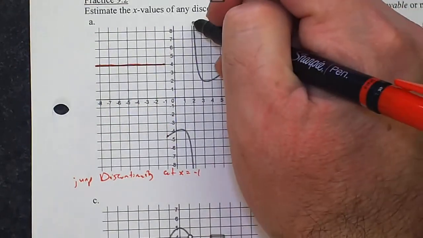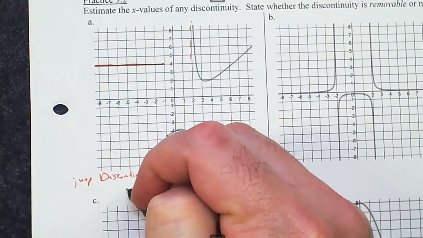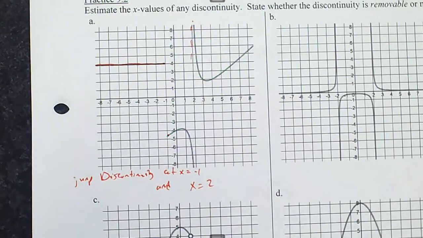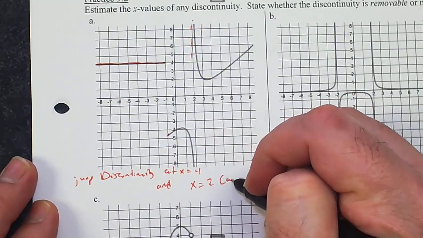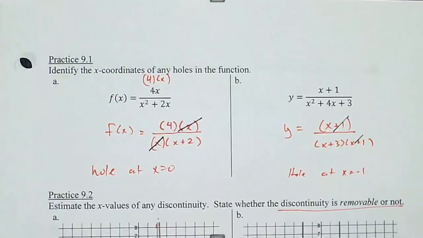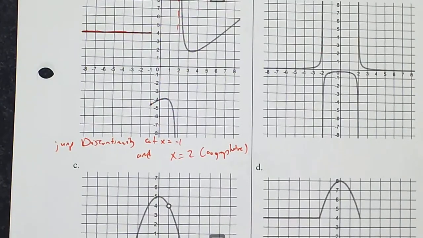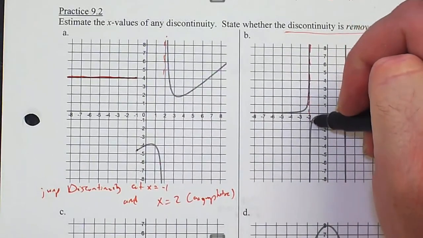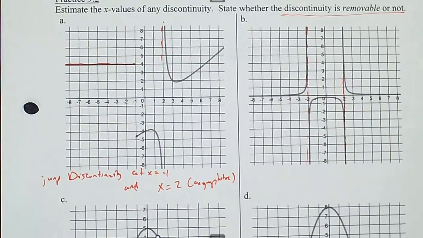The next one we have, though, is an asymptotic discontinuity at x equals 2. And if you just want to say for now discontinuities at negative 1 and 2, that's fine. Or you can label them. But one thing you do have to be able to do is state whether it's removable or not. Neither one of these are removable. They are non-removable discontinuities. x equals negative 2 and x equals positive 2. Kind of hard to see, but those are my vertical asymptotes.